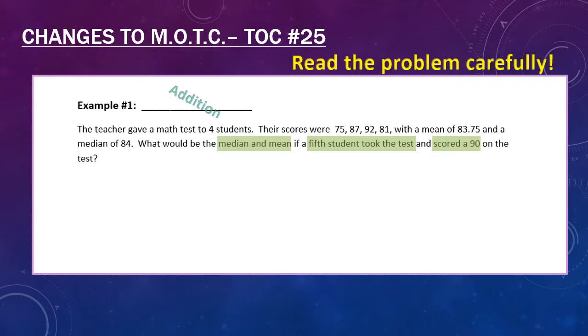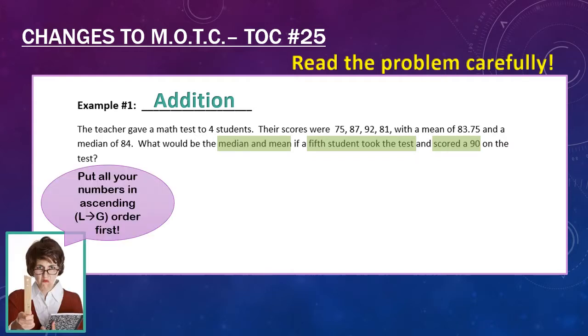So that is going to be an additional score. It's an addition to what I already had. So the math teacher is going to tell you to put all your numbers in ascending order, or least to greatest order, first. So let's do that. Bam, done. Write that down: 75, 81, 87, 90, 92. Do I have to do that for mean? No, but I need to do that for median, so I'm going to go ahead and do that. It doesn't hurt to do that for the mean.